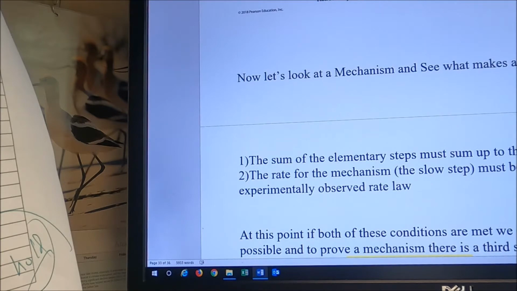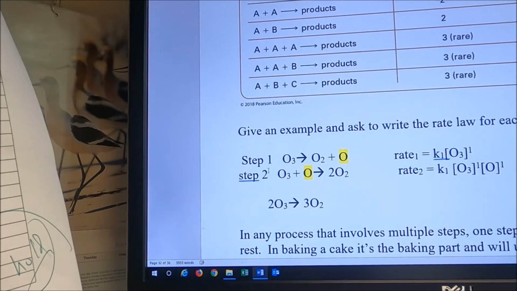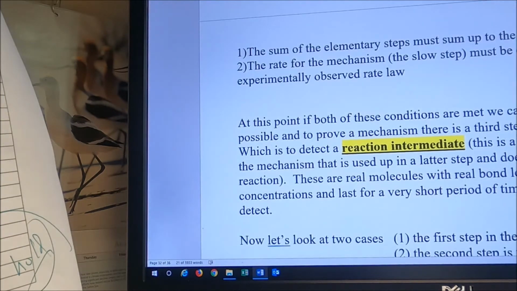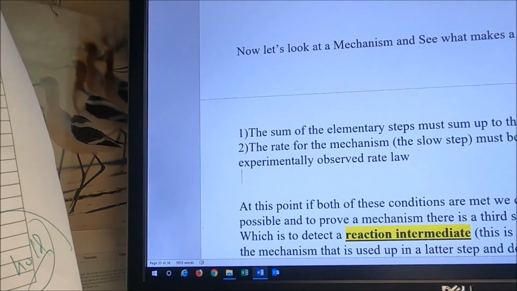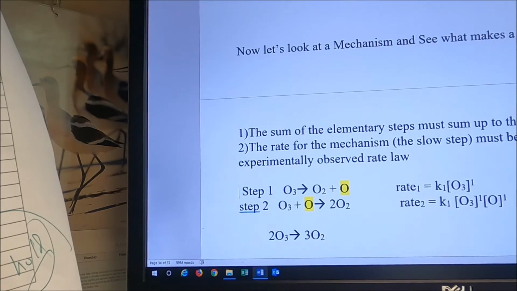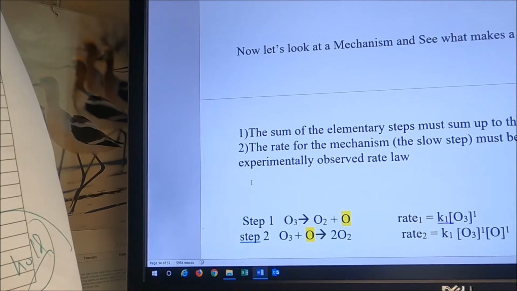Okay? So let's look at the mechanism up here. I'm going to copy it and bring it down. Paste. Okay? So when we're looking at a mechanism to see if the mechanism is any good, we want the sum of the elementary steps to sum up to the overall reaction, and we want the rate law for the mechanism's slow step to be consistent with the experimental rate law. Now, let's add to this. Okay? I'm looking at example problem 14.9.